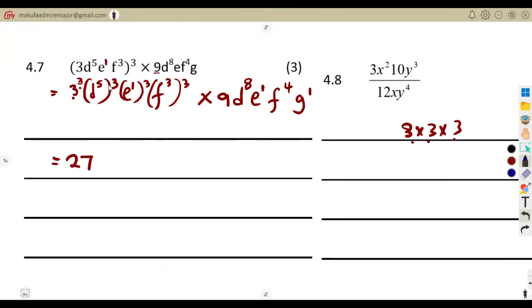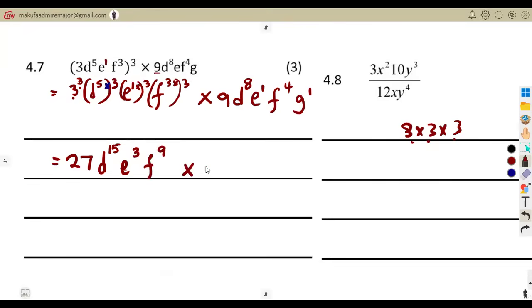An exponent to an exponent, how do you simplify? You multiply. So that's 5 times 3, which is d to the exponent of 15. The part of e, you multiply again, 1 times 3. That is e to the exponent of 3. 3 times 3 again, that's f to the exponent of 9.